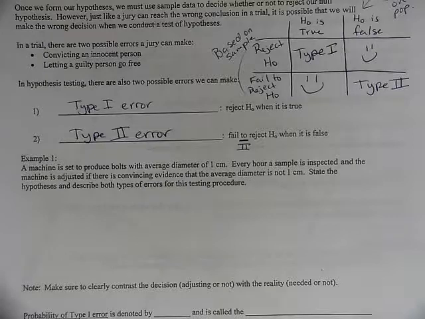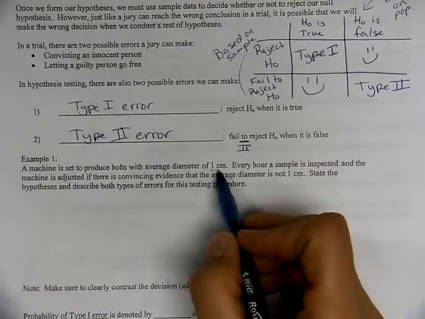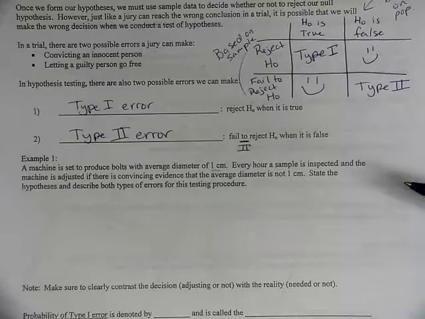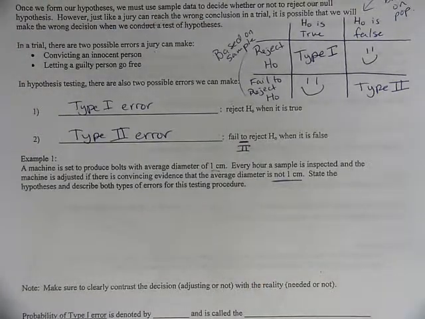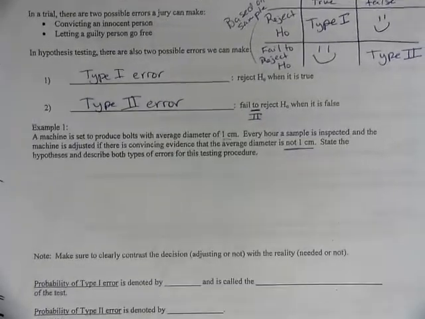So let's try an example to figure out which one's which. A machine is set to produce bolts with an average diameter of 1 centimeter. Every hour a sample is inspected and the machine is adjusted if there's convincing evidence that the average diameter is not 1 centimeter. State the hypotheses, describe both types of errors for this testing procedure.